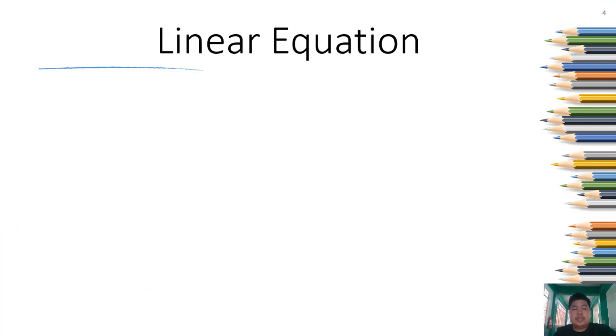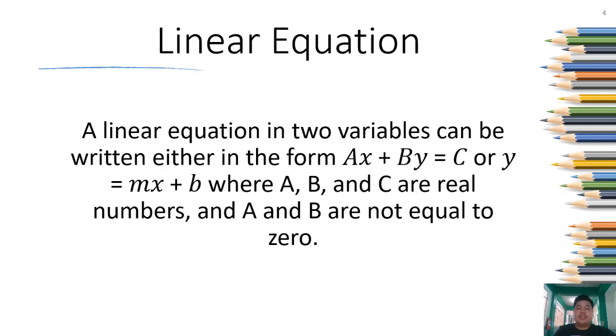Now, here's the linear equation. A linear equation in two variables can be written either in the form ax + by = c or y = mx + b, where a, b, and c are real numbers and a and b are not equal to 0.